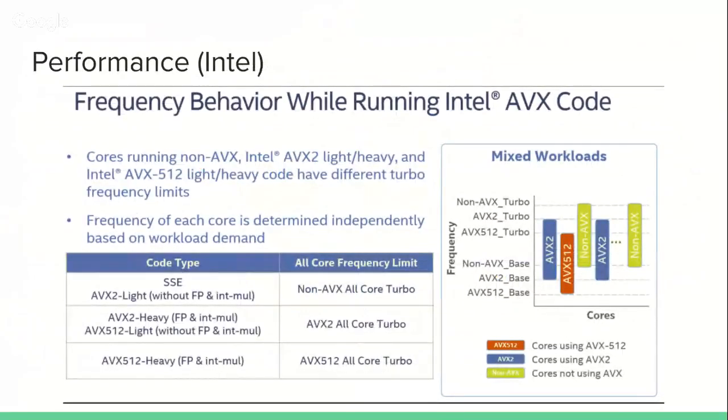And so an important point here, and this is a slide which I believe comes directly from Intel, is the frequency behavior of the chips containing the AVX code. And this is something that's going to be mentioned later on in the blog post by Lemaire. It says that the frequency of each core is determined independently based on the workload demand. And however many times you call the AVX instruction set will have an effect on the frequency of the running code. And so they have different turbo frequency limits.